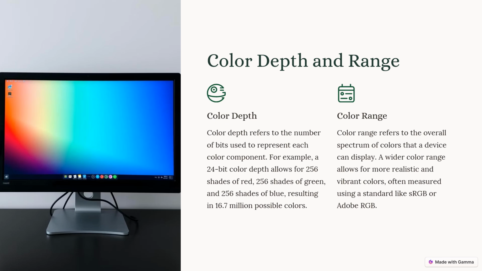The color range refers to the overall spectrum of colors that our devices can display. A wider color range allows for more realistic and vibrant colors. It is often measured using standards like sRGB or Adobe RGB.